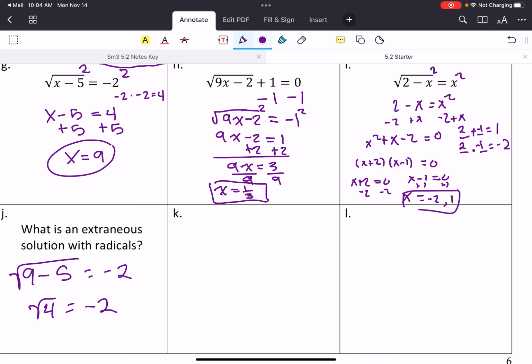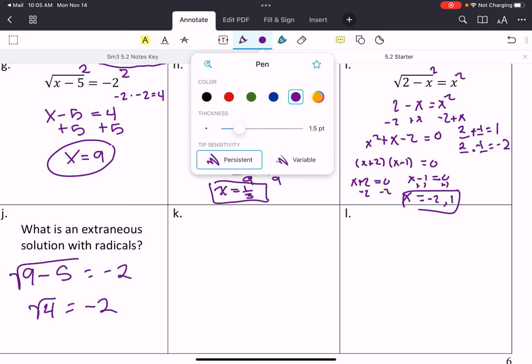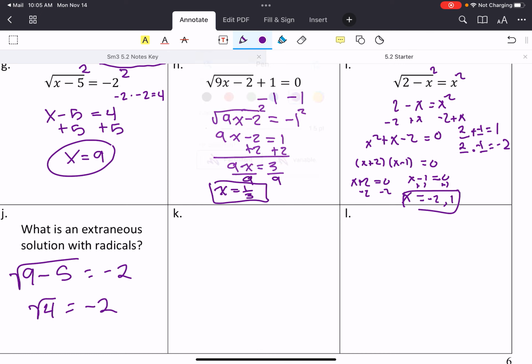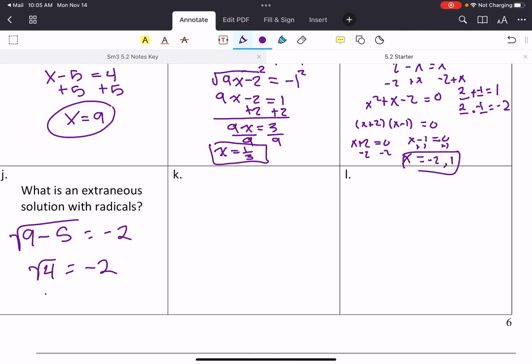Is 2 equal to negative 2? Not true. So 9 doesn't work. Why? It's extraneous. Okay, so what is an extraneous solution with a radical equation then? Someone raise your hand other than Caden. What's an extraneous solution with a radical equation?